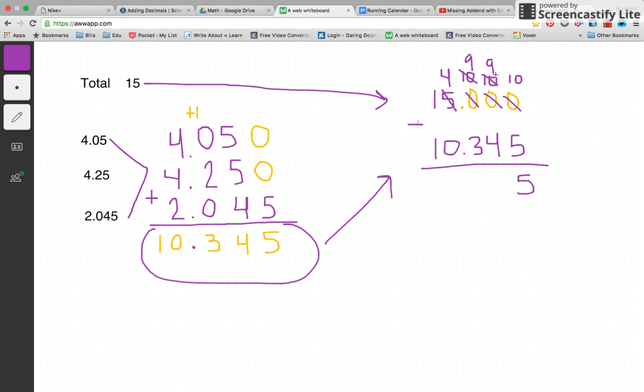9 hundredths minus 4 hundredths equals 5 hundredths. 9 tenths minus 3 tenths equals 6 tenths. Bring my decimal point straight down. And 14 minus 10 is 4. So my missing addend is 4 and 655 thousandths.